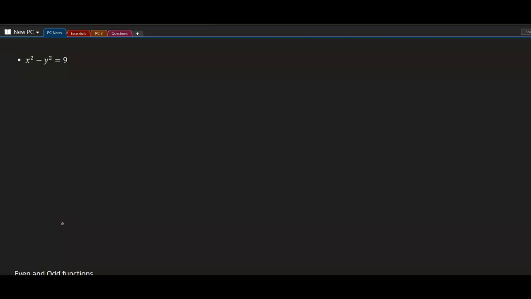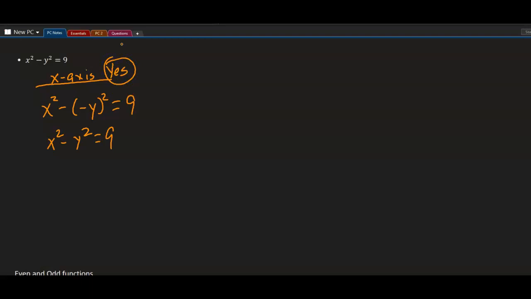All right, so I've got x squared minus y squared equals 9. So let's check first for x-axis symmetry. So I'm going to replace the y with a negative y. If I square this negative y, I get y squared. So this will be x squared minus y squared equals 9. So this equation is equivalent. So if I were to graph it, the answer is yes, we have x-axis symmetry.